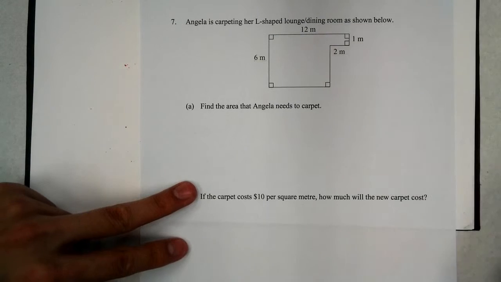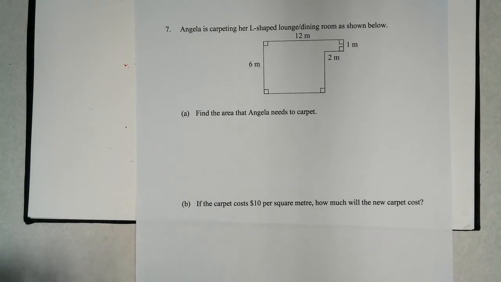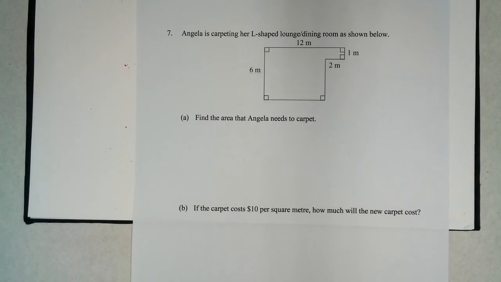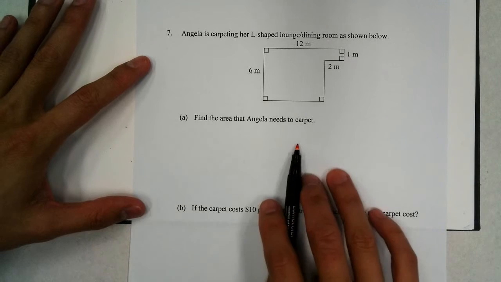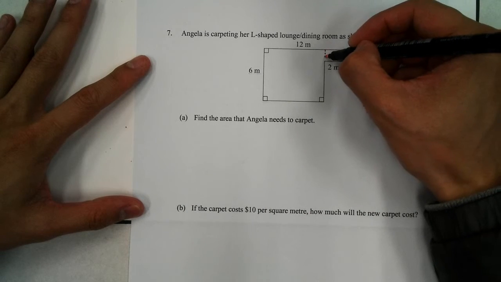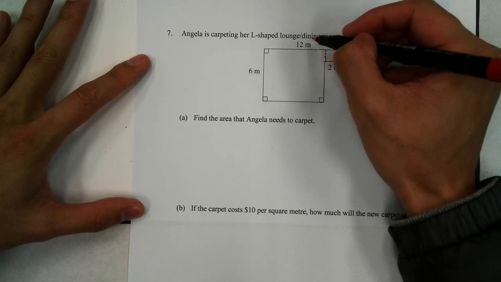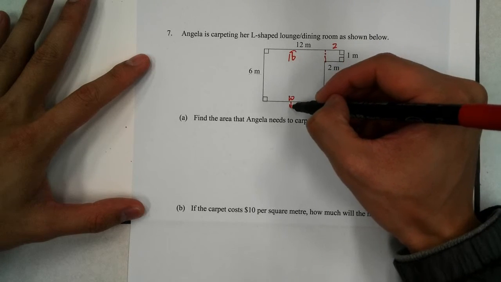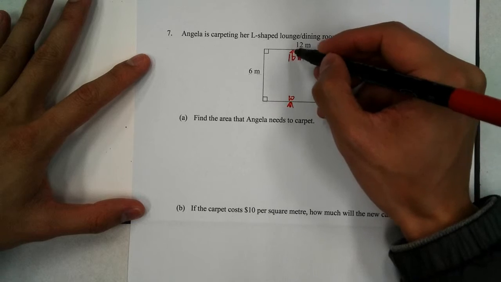Now the next question will be the worded problem. Angela is carpeting her L-shaped room as shown below. Find the area. Actually, just find the area of this composite shape. So this side is 2 meters. So the length here should be 12 minus 2, which is 10 here. 10 here too. So now I have 10 meters.